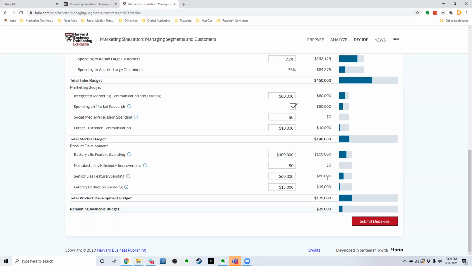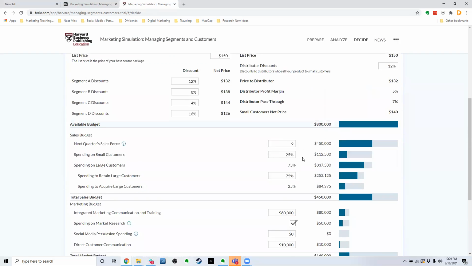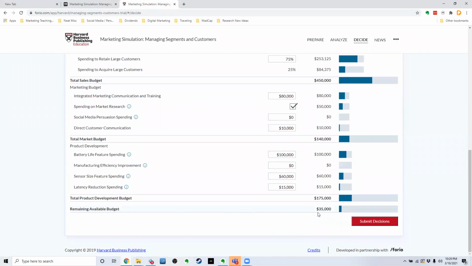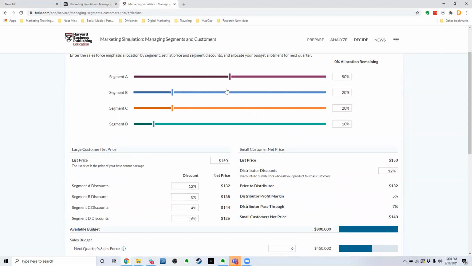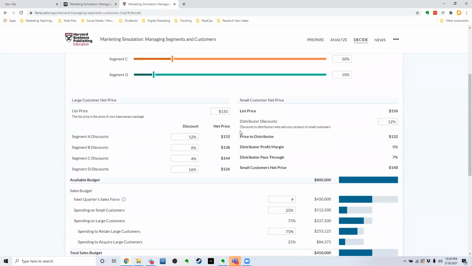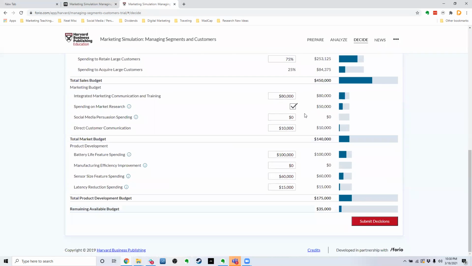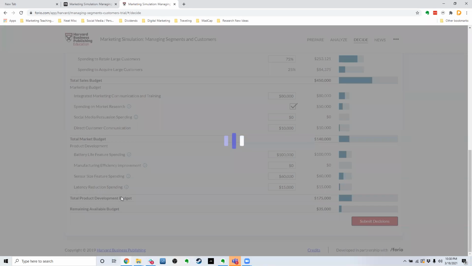After getting rid of some of my sales force, which saved me a lot of money, I've got a little bit of budget remaining. I don't have to spend all of my budget, and it's not a problem. But in this case, I've changed a little bit of my segments. I've changed my list price. I've dropped some sales team. So I've made quite a few different decisions, and then all I do is hit submit and we see what happens.